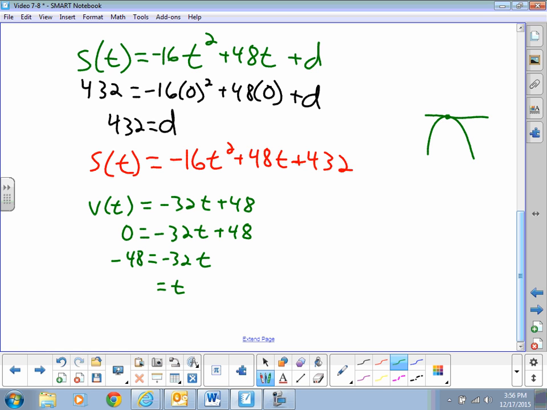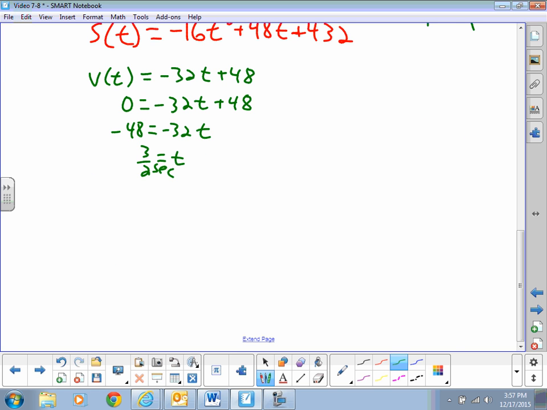If we divide the negative 32 over, we can take a 16 out of each of them. So therefore, we will have 3/2 seconds. Again, we're just dividing the negative 32 over, negative 48 over negative 32, reduces to 3/2 seconds.